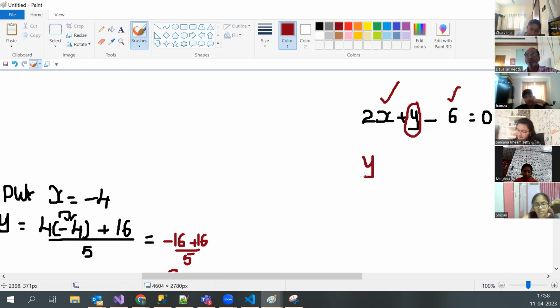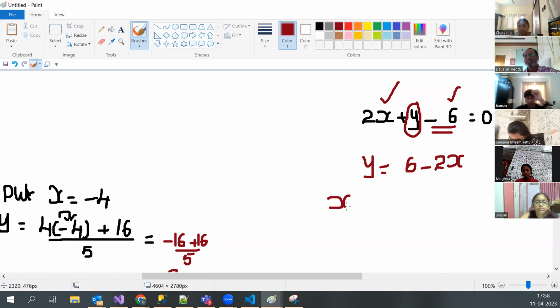What will you get? y equal to minus 2x minus 6. Minus 6 goes to the other side, so it becomes plus 6. Minus 2x plus 6, or I can say 6 minus 2x. Here the coefficient of y is 1.